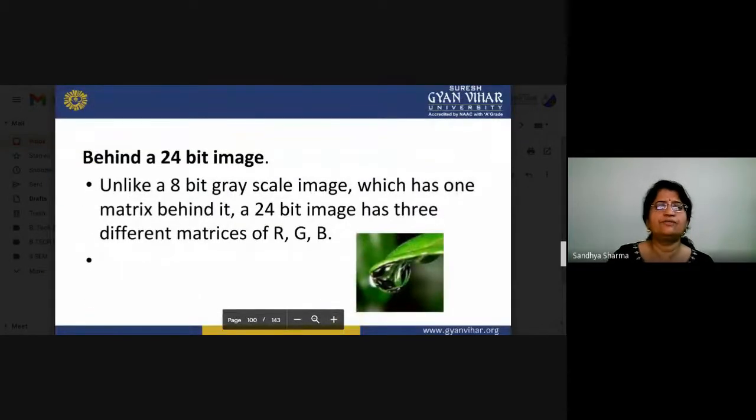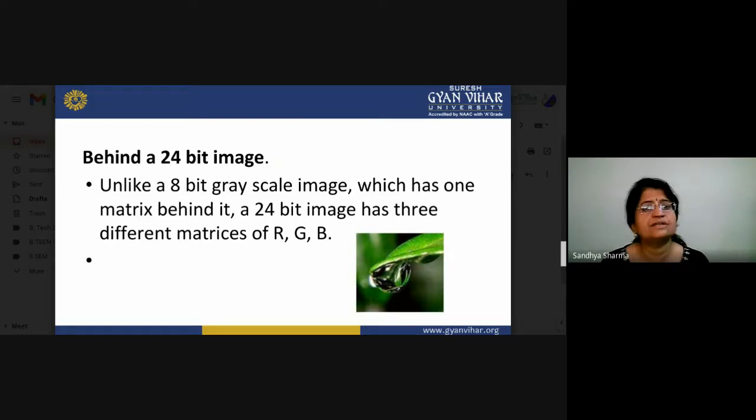Now, behind a 24-bit image, unlike an 8-bit image: the 8-bit grayscale image has one matrix behind it, and a 24-bit image has three different matrices, because a 24-bit image is a colored image. So there are three different matrices for R, G, and B. We will see this type of matrix.